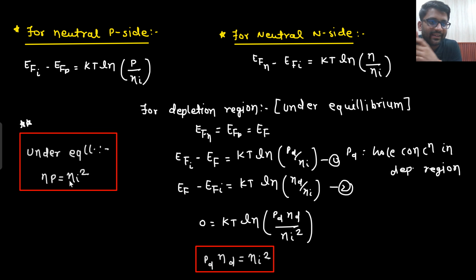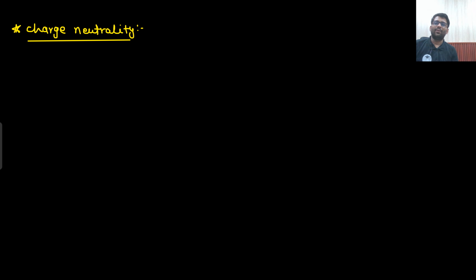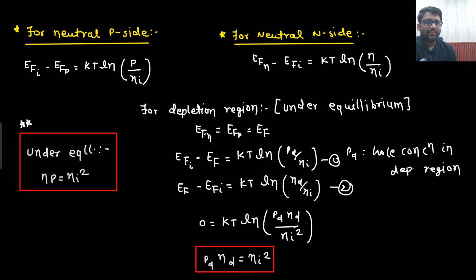So that will always be valid, but it doesn't mean that the charge carriers are the same. No, 10 to the power 16, 10 to the power 4, 10 to the power 14, 10 to the power 6. A huge difference is there, right? 10 to the power 14 is nowhere compared to 10 to the power 16. And 10 to the power 6 as well is nowhere compared to 10 to the power 16. So who is the boss? Boss is the neutral p region, right? All good, all fine. So let me take a break.